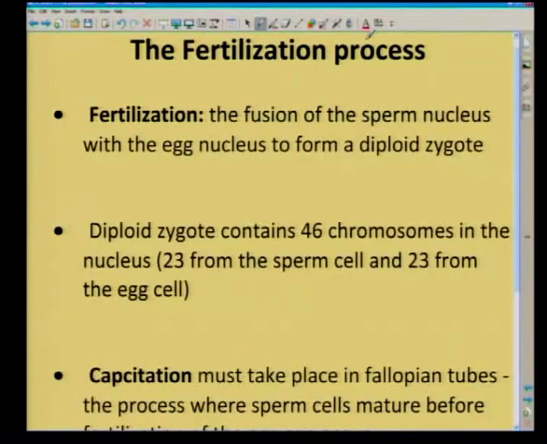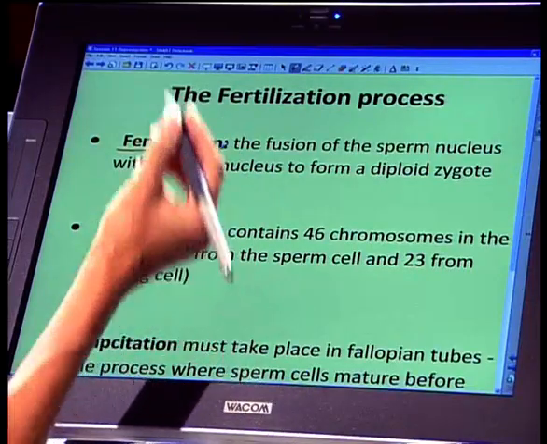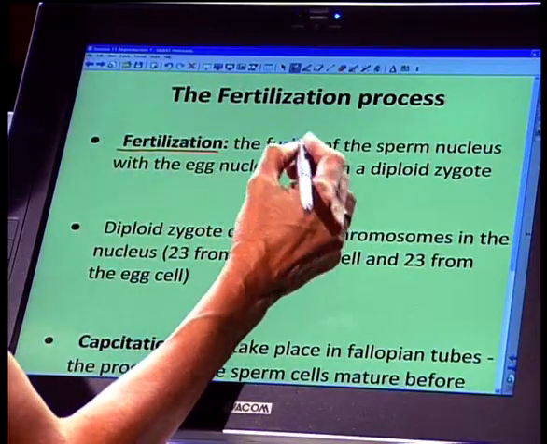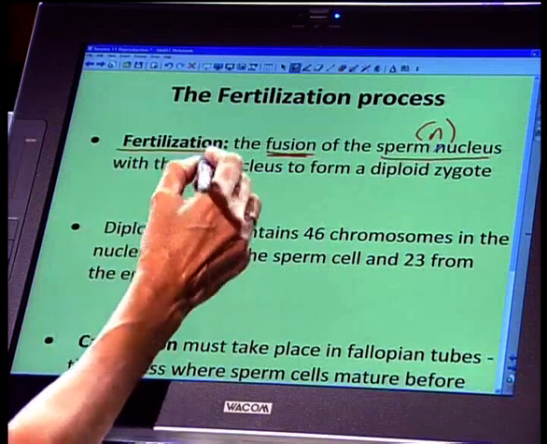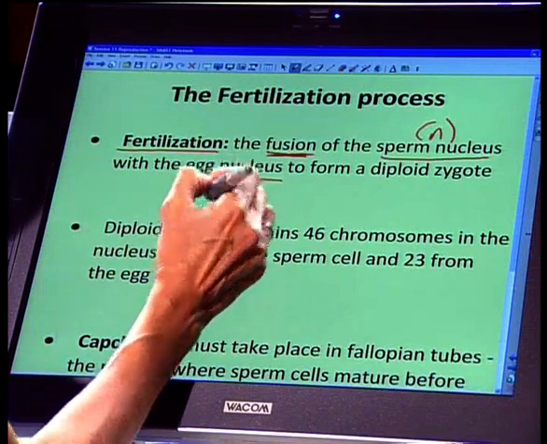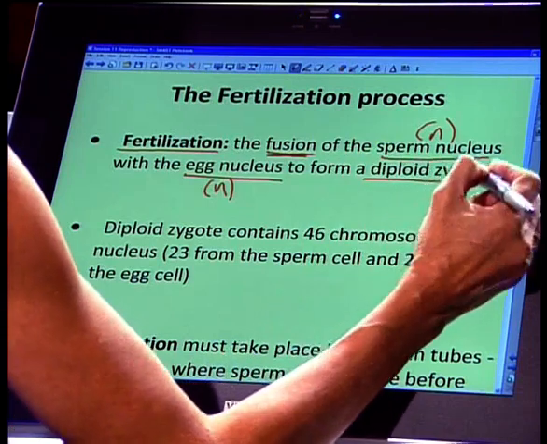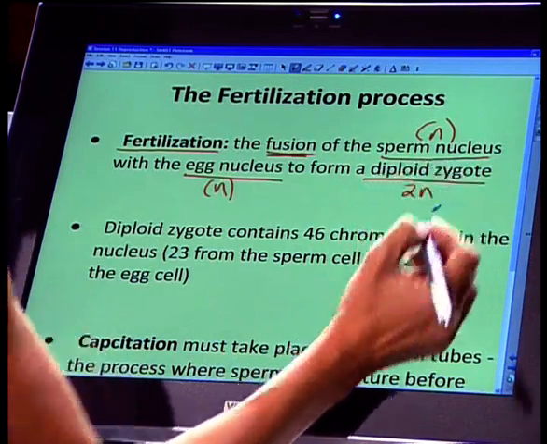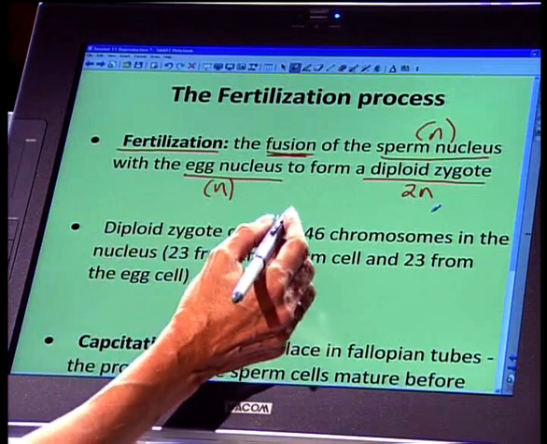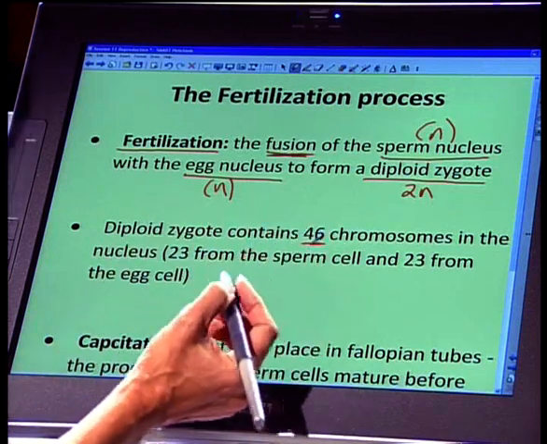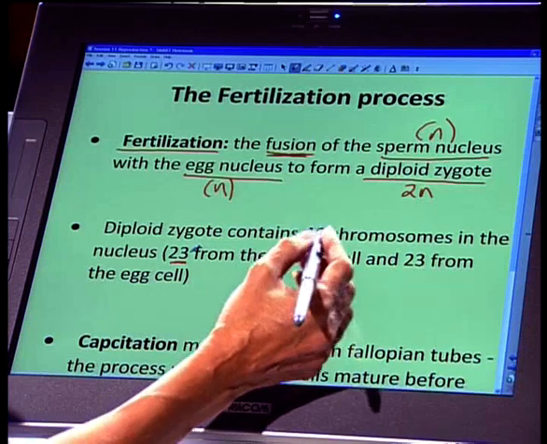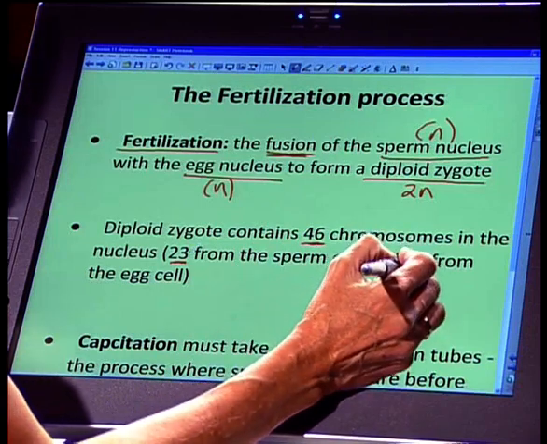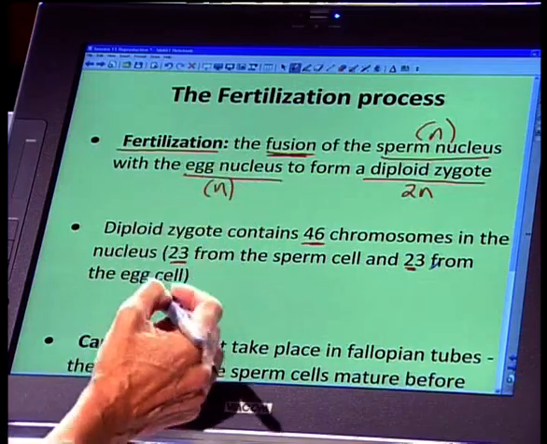All right, people, we now look at the fertilization process. The first thing you need to know is the definition of fertilization. That is the fusion, very important, of the sperm nucleus, which remember is haploid, with the egg nucleus, which is also going to be haploid, to form a diploid zygote, which is going to be 2N. The diploid zygote contains 46 chromosomes, where we got 23, the haploid in the male gamete, the sperm cell, and 23 from the egg cell or the female gamete.